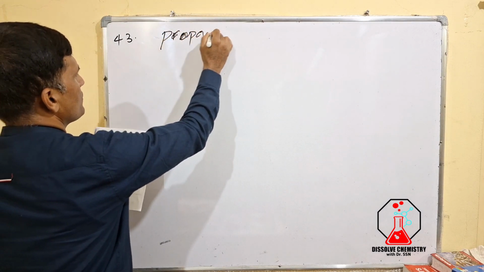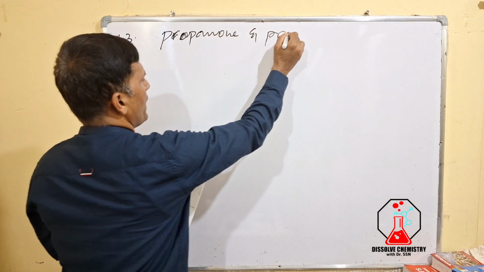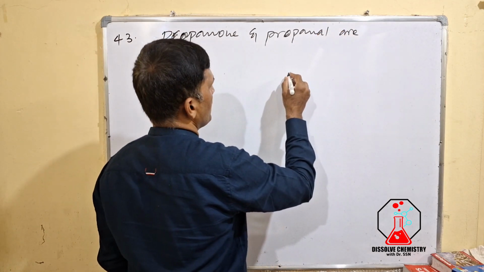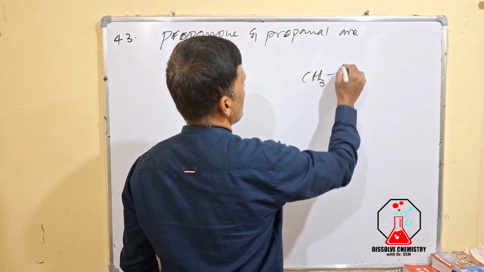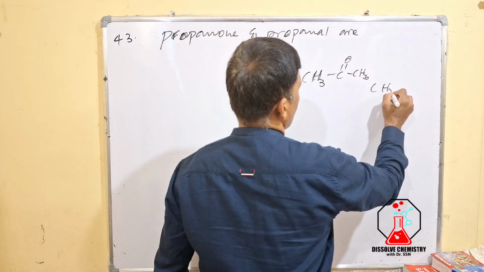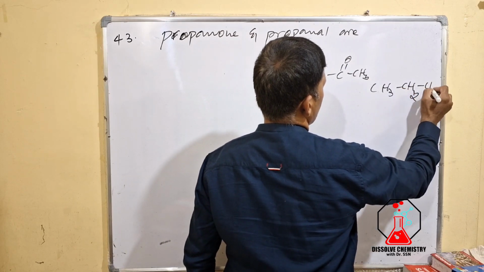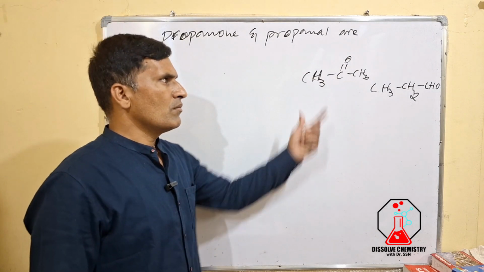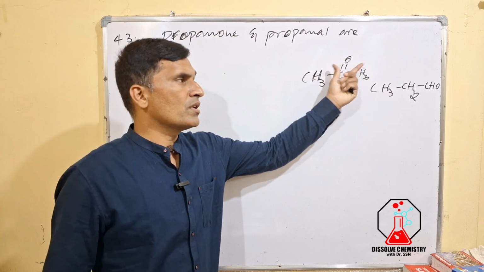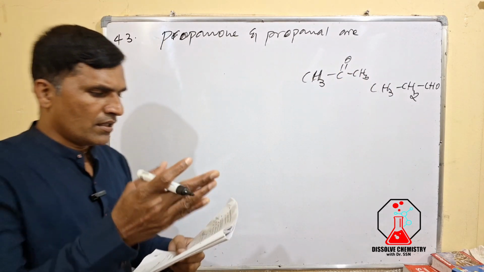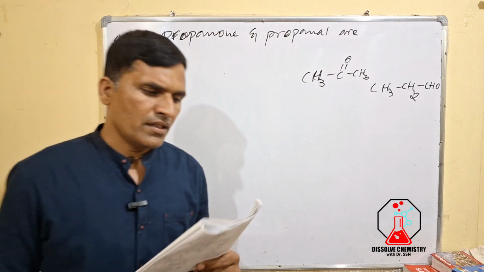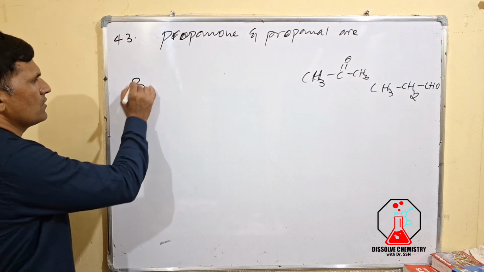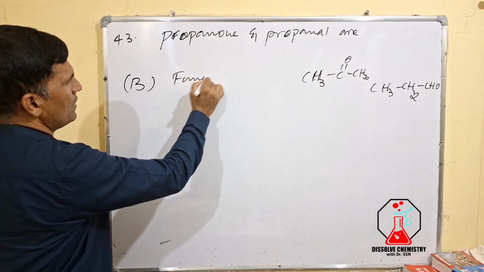Propanone and propanal are... I will write both the structures: CH3, C double bond O, CH3, and CH3, CH2, CHO. What difference can we make out between these two? One is an aldehyde, another one is a ketone. The molecular formula is the same in both cases; only the functional group differs. So I will read out the options. A, position isomer; B, functional isomer; C, chain isomer; D, geometrical isomer. Your answer is B, that is functional isomers.